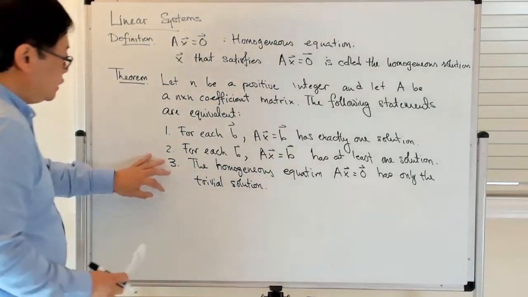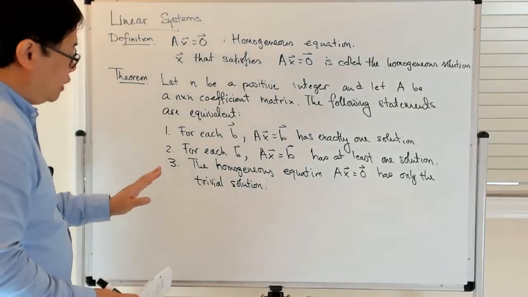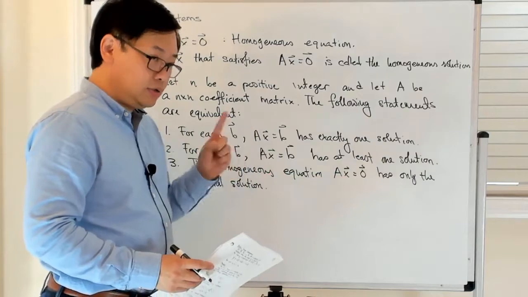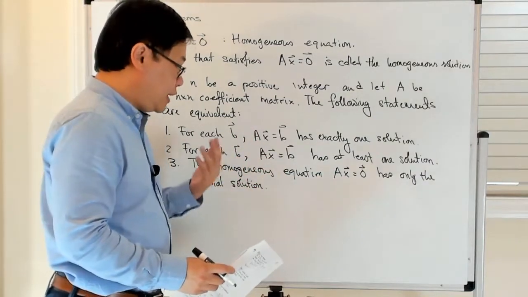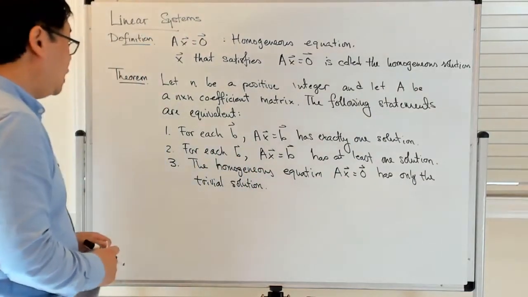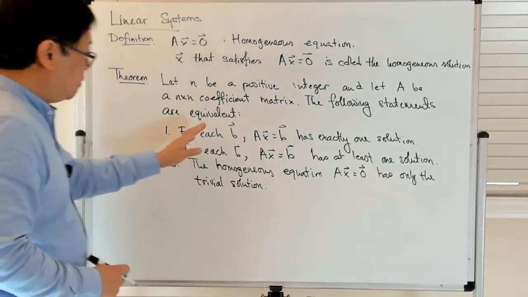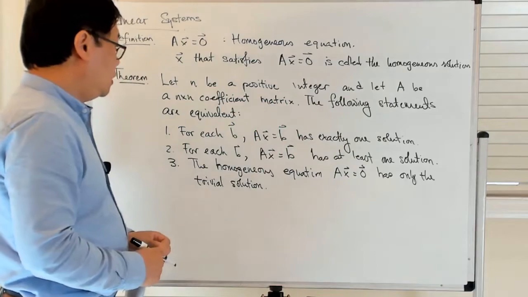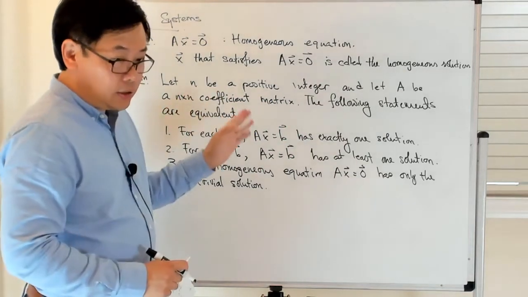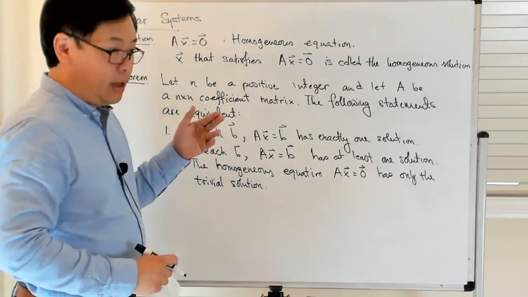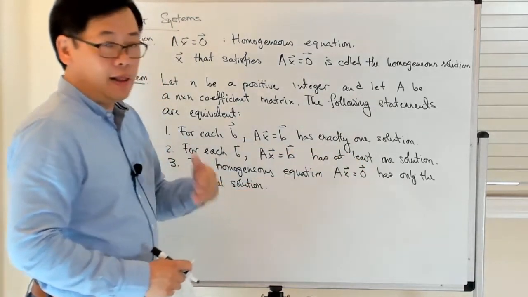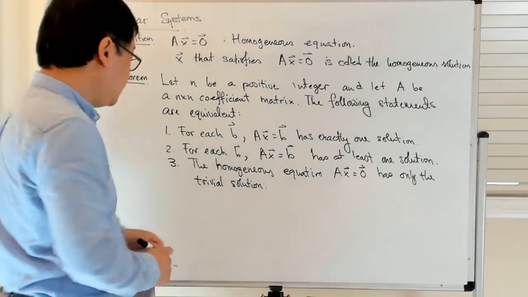More or less what this is saying is the following: if you look at just the homogeneous equation, Ax is equal to 0, and it turns out there's only one solution, and that solution is when x is equal to 0, then if you now change the right-hand side to b, the linear equation Ax is equal to b will always have a solution. It has at least one solution, and that solution is going to be unique.